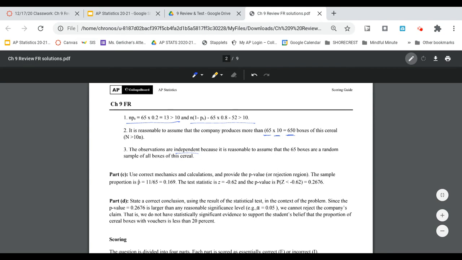Okay, then here comes the do part. So here's your p hat. Once you plug it through the equation, you should get a Z, a test statistic of negative 0.62. And then if you go to table A, you'll get your p-value of 0.2676. Now, in this key, they're just kind of giving you the numbers because remember, this is their grading key.